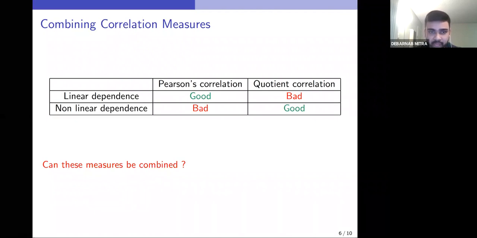And the natural question which we would like to ask is, can these measures be combined to get a more efficient correlation coefficient which is effective in both the situations? And the affirmative answer is yes, and it depends on a very interesting property of the relation between these two correlation coefficients, which we present next.